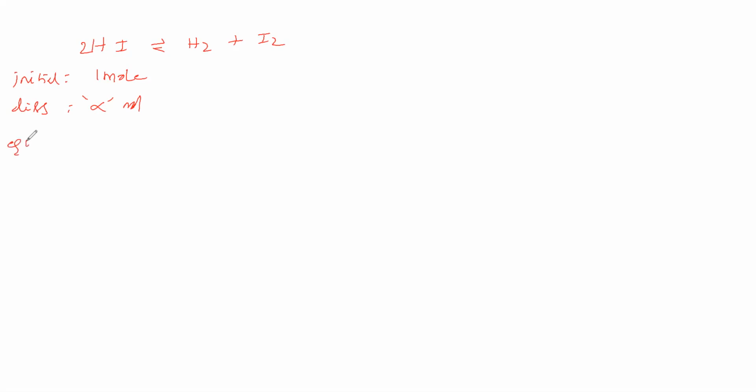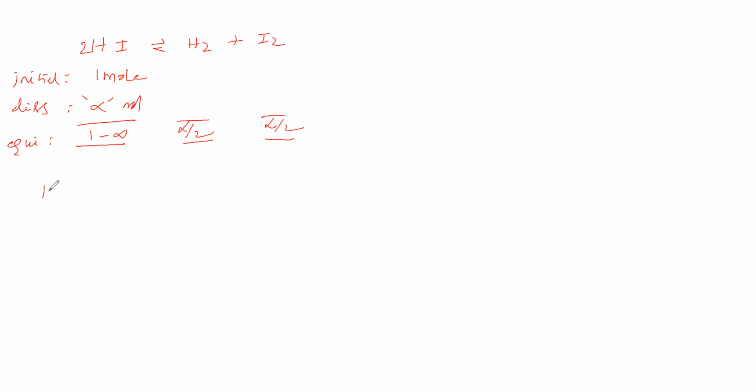Sir, at equilibrium how much will be there? 1 minus alpha will be there. So how much H2 will be formed, that we will see. Now 2 moles of HI on dissociation gives 1 mole of H2. So alpha moles of HI on dissociation gives alpha by 2 moles of I2, alpha by 2 moles of I2 we can say.